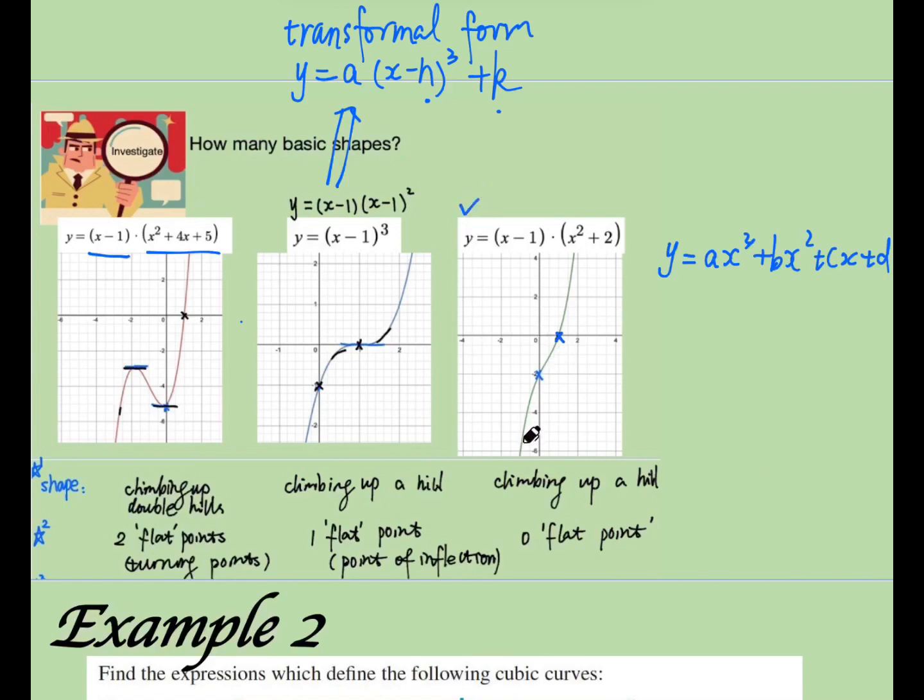When the shape is climbing up a hill, but without any flat points, then we can use the factorized form, use the x-intercept to determine the linear factor, and the other factor is a quadratic one, and then we are going to use other information to determine the quadratic factor. Also, it is possible to use the general form of a cubic function when we have this type of graph.